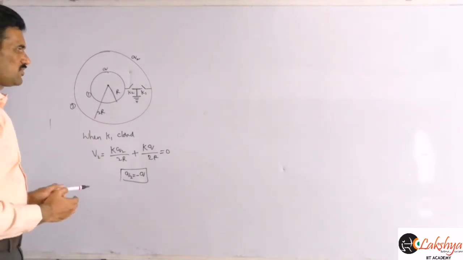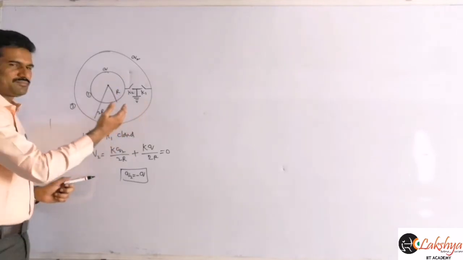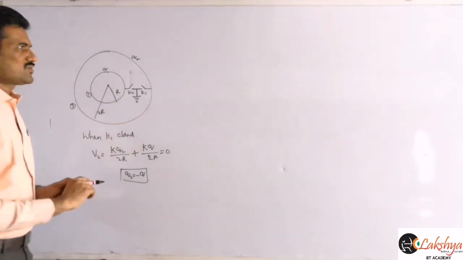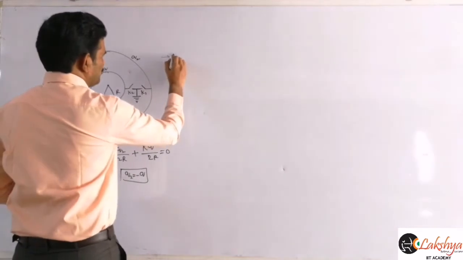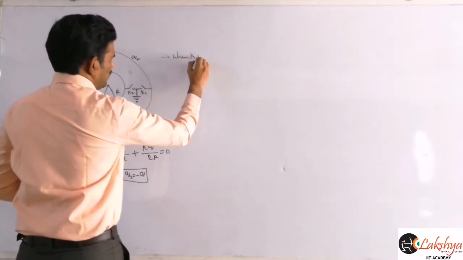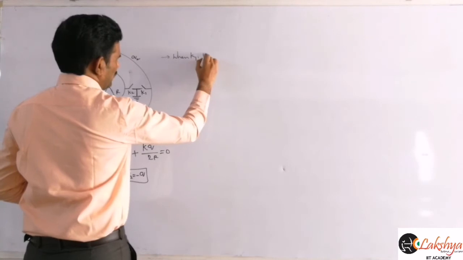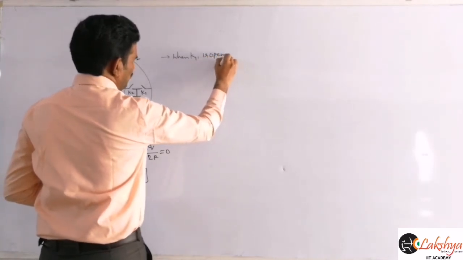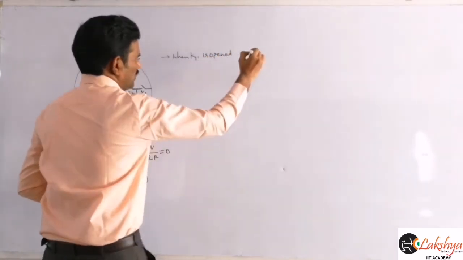So next what I am doing is, this K1 is opened and K2 is closed. So that is our step here. When K1 is opened and K2 is closed.